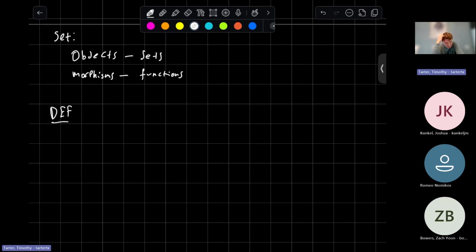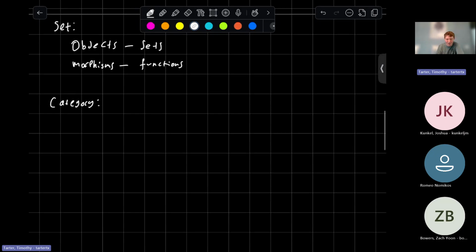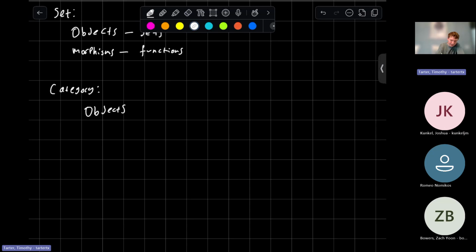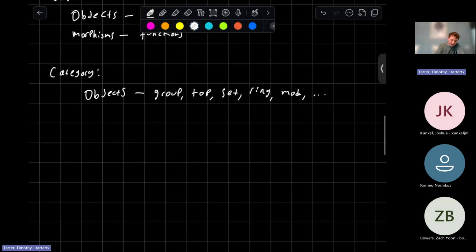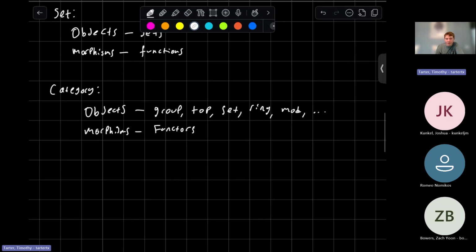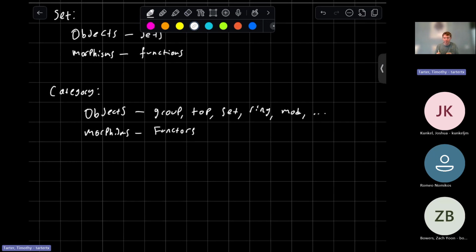And so this is going to be kind of the first formal definition, no, I don't want to do this as a formal definition. I want to do this as an example. So the category of categories is called category. And its objects are things like group, topology, set, ring, module, etc. And its morphisms are called functors. And functors are interesting because they show us how these things relate together.